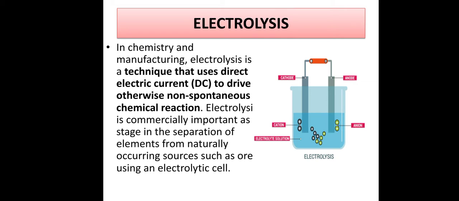Now we would see electrolysis. इलेक्ट्रोलाइसिस क्या होता है? Some chemical compounds which dissociate in molten state or in solution into ions conduct electricity. These compounds, during conduction of electricity through them, undergo chemical changes. So we can say electrolysis is a technique that uses direct current to drive an otherwise non-spontaneous chemical reaction. Electricity pass करके हम एक solution में electricity conduct करवाएंगे जो कि उस solution के substance का dissociation की वजह से ही possible है.